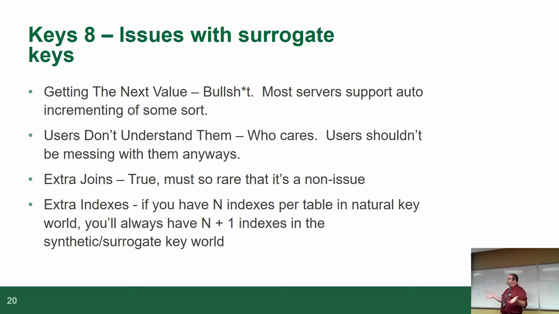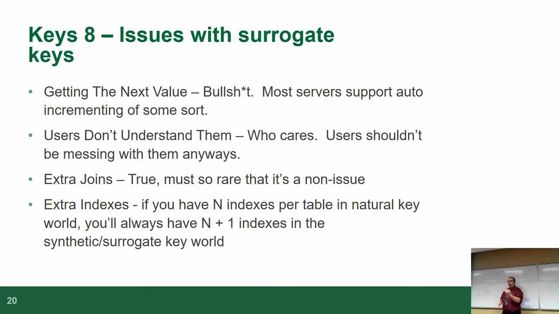Okay, this is the one that's real. Extra indexes. The only time you'll ever have a good argument against surrogate keys. So, for example, let's say you have a table with a SIN number, a phone number, and the surrogate key. If you're doing the natural one, you could do the SIN number and the phone number combined, so that'd be one index. You'd also have an index for each of those fields, so you have 3.